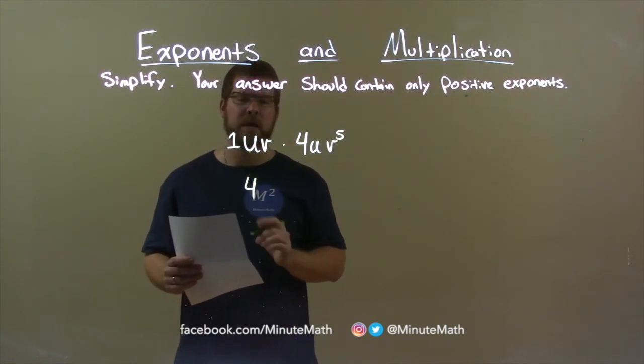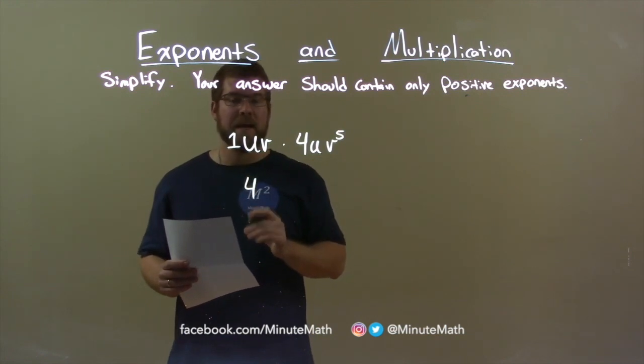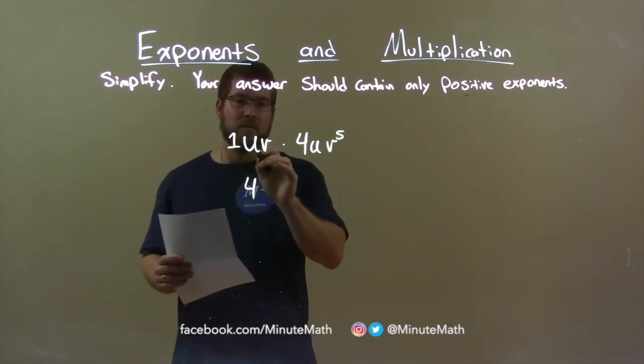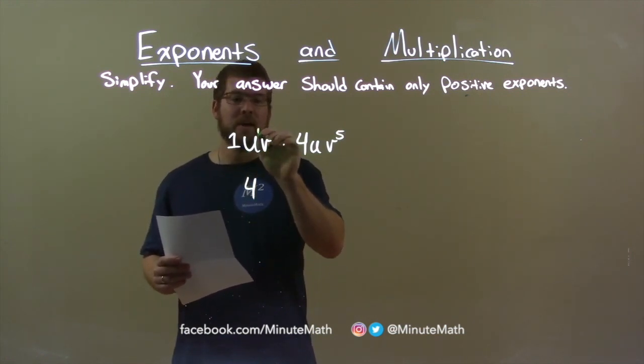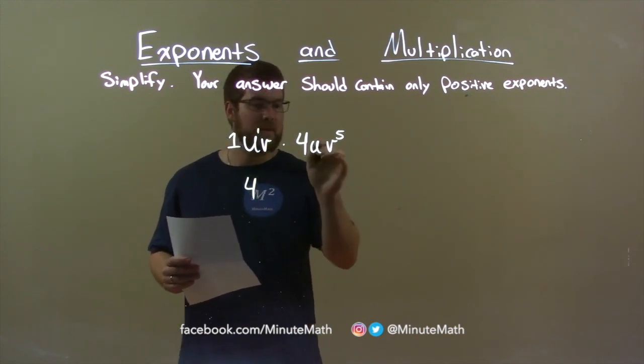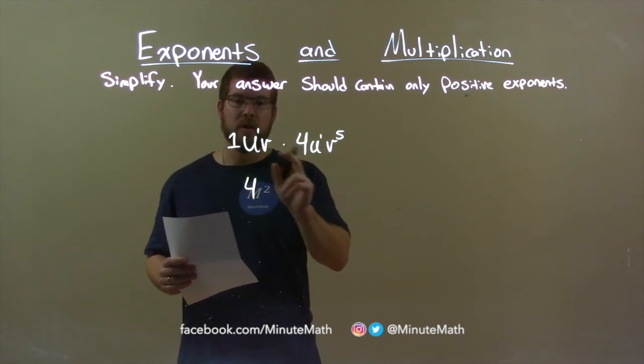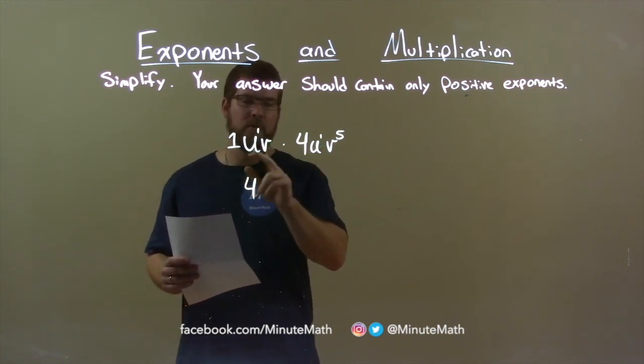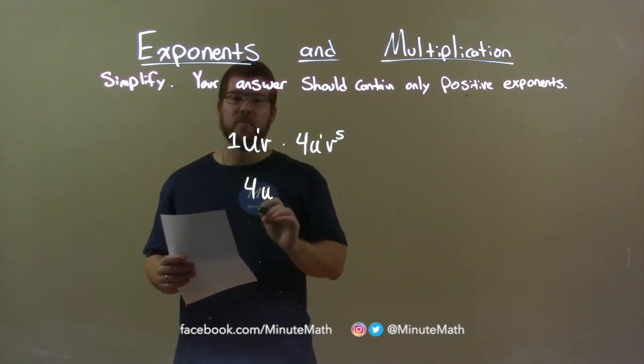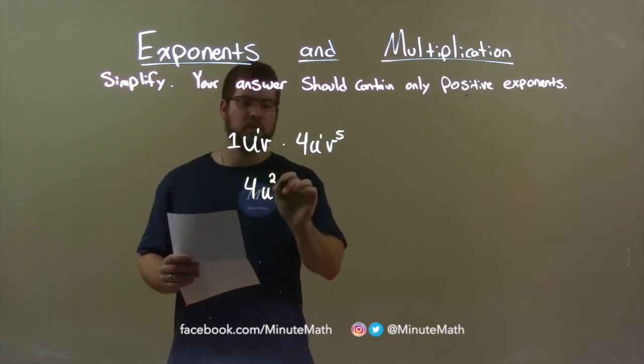Alright, pretty simple. Next, I see the variable u. And again, when a variable is by itself, we know it has the exponent of 1. Alright, and we see that here as well. U times u, a variable times itself, we add the exponents. Well, 1 plus 1 is 2.